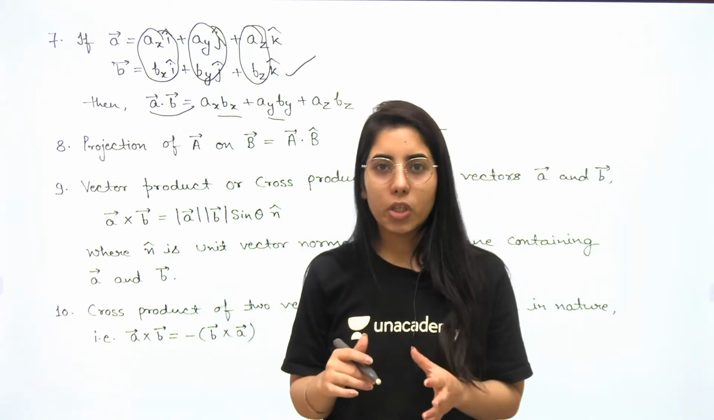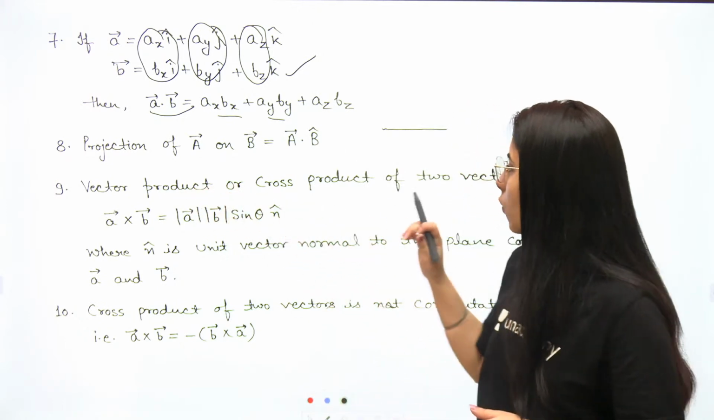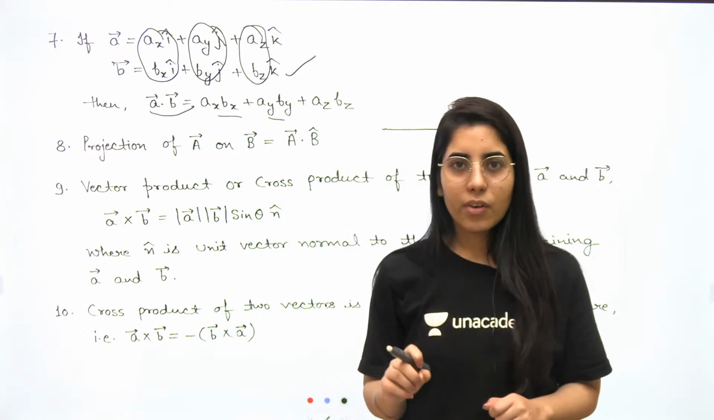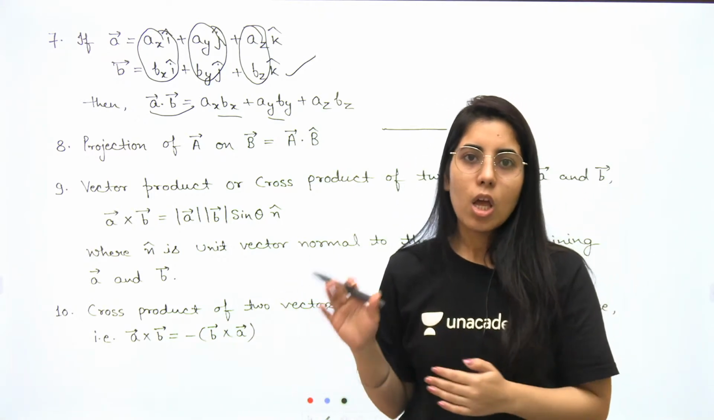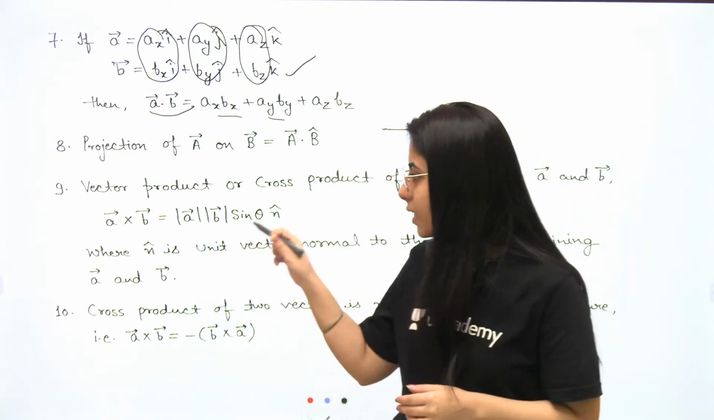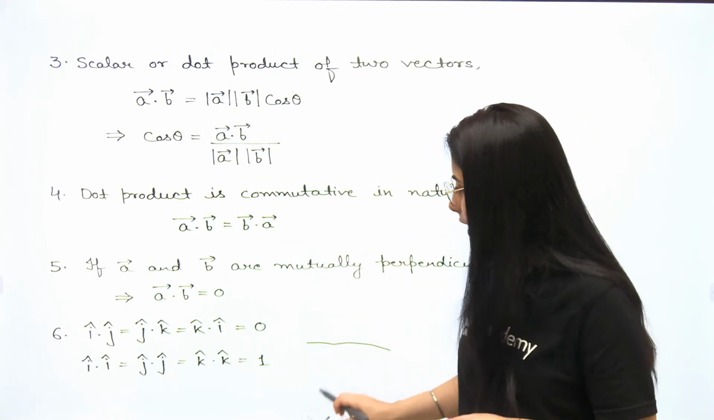Next point. Now we are going to talk about the vector product, that means the cross product. Okay, so vector product or the cross product. For the vector product of any two vectors, the first formula we are considering here, which is similar to A dot B is equal to AB cos theta, is A cross B, which will be equal to AB sin theta and unit vector n. What is this unit vector n here?